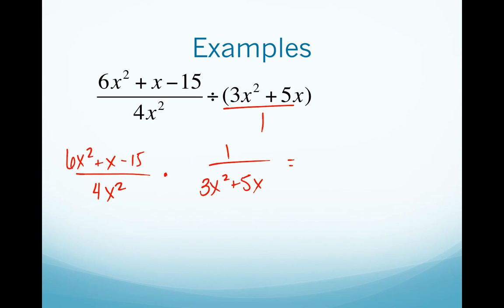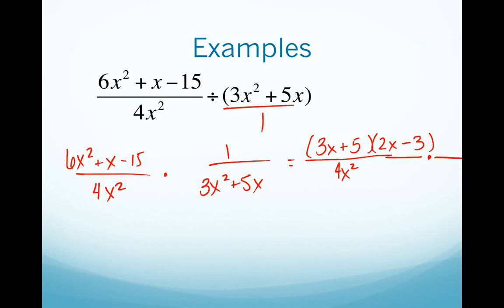So here, the 6x squared plus x minus 15, I'm going to factor that, let's see, maybe a 3x and a 2x and maybe a 5 and a 3. That'll give me 9 and 10. So if I have a positive 9 and a negative 10, that'll add to give me the 1 in the middle. And that's over 4x squared.